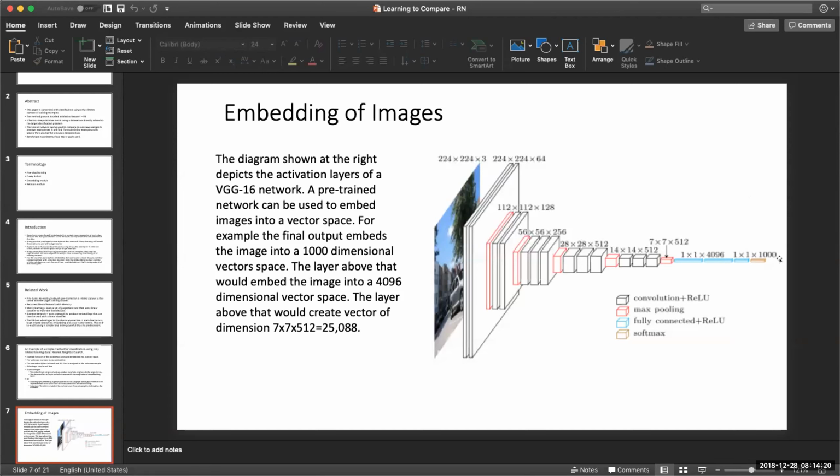If we go above that final layer, there's a layer above that which has dimension 4096. So that's another option of embedding. And then finally above that, there's another layer that has 25,088 dimensions. So this is an example of a network to embed images. The network in the paper is different than this, and we'll go over its architecture, but it's quite a bit simpler than VGG.